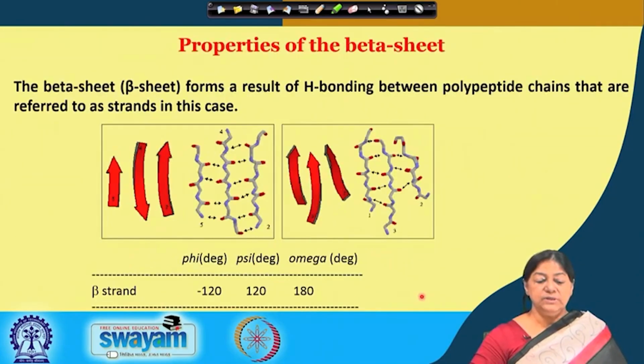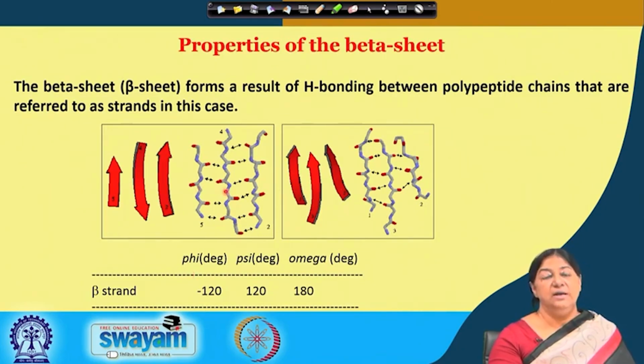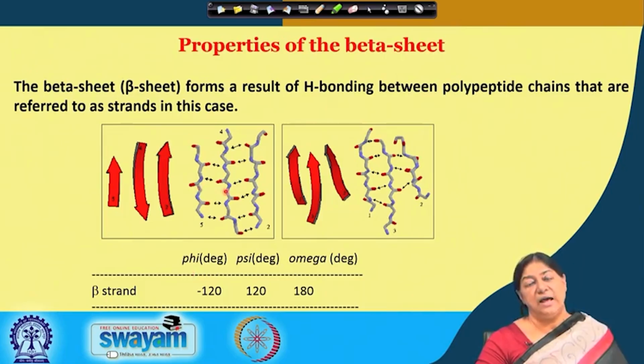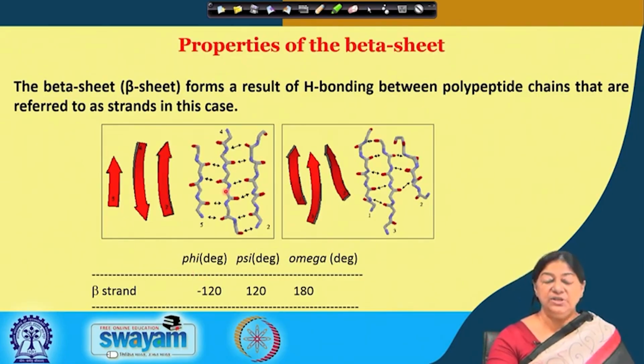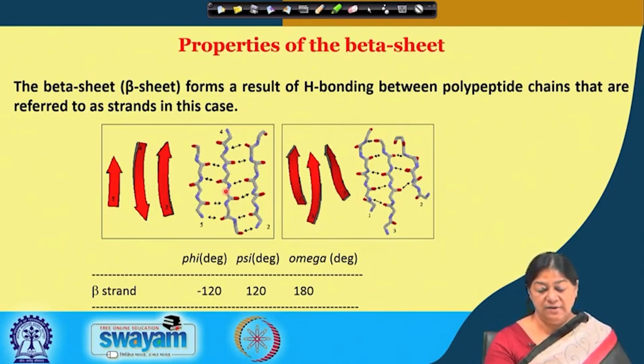Now, if we look at the properties of the beta sheet, in this case also the strands, as I mentioned, could be parallel to one another, they could be anti-parallel, they have specific phi psi angles to them, and again they have hydrogen bonding that is between the different strands. The difference between the alpha helix and the beta sheet is that the strands that form the beta sheet can come from different parts of the protein, whereas an alpha helix is a consecutive or continuous stretch of amino acids.